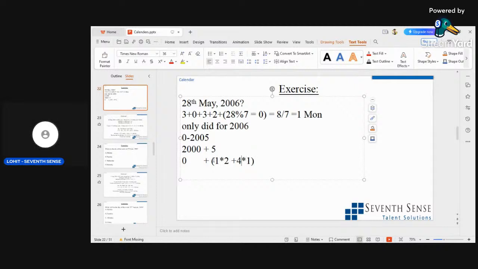So what is the answer of this? This will be 0 plus, how much? 2 plus 4 is 6. So total is 6. And this 1, this is the one which you need to add here. That will be plus 1. So total will be 7, and 7 indicates Sunday.